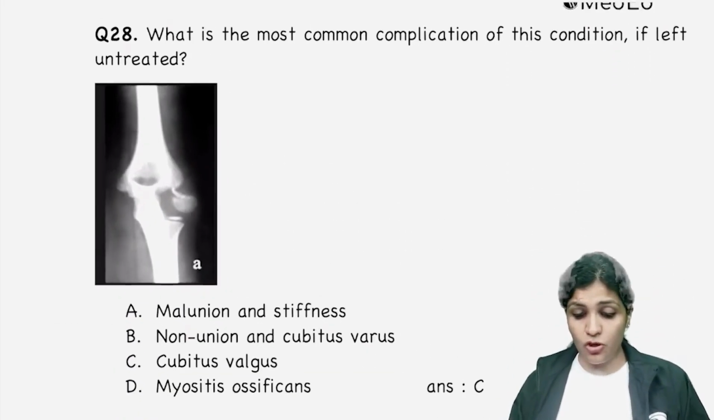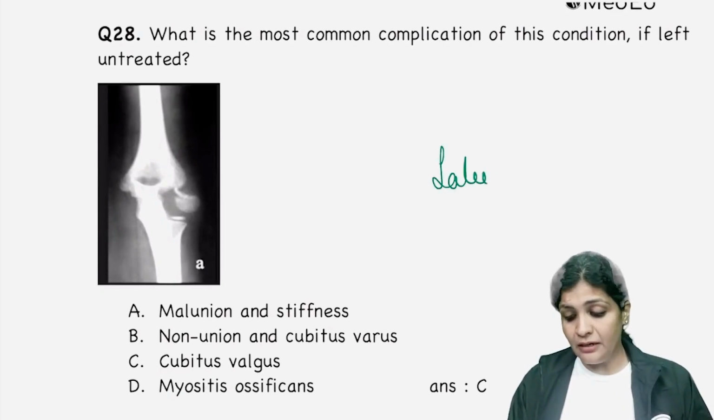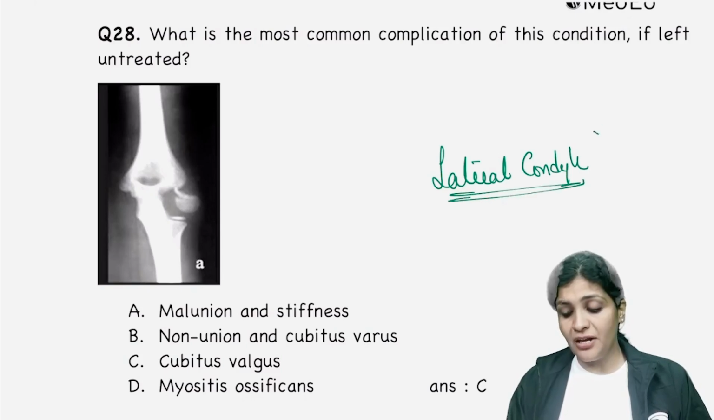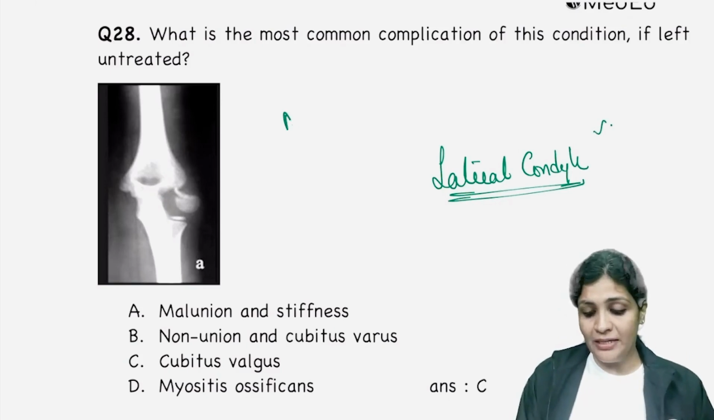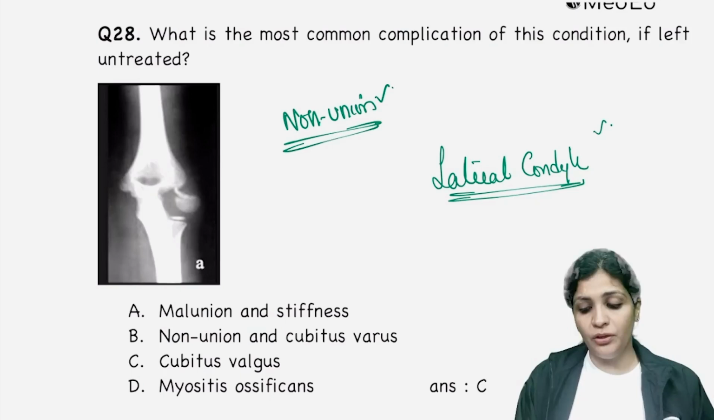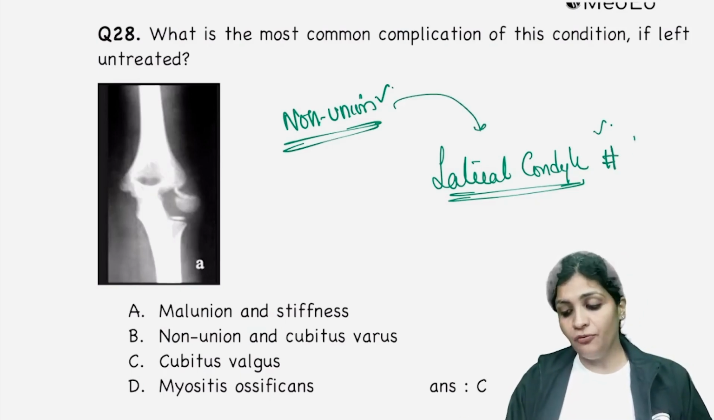What is this? Most common complication if left untreated. So this is your lateral condyle fracture. So now we are dealing with complications of fracture. The first one we have dealt with, your fat embolism syndrome. The second one is called non-union. Non-union is where there is no union of the fracture, especially seen in the lateral condyle fracture of the humerus.